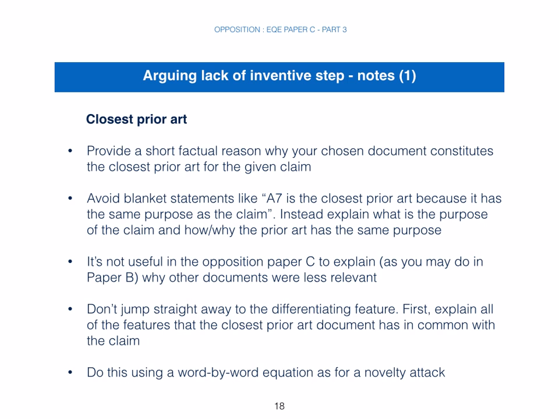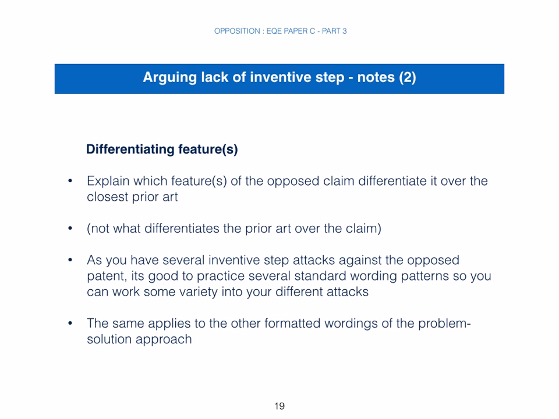Next, the differentiating features. You have to explain which feature of the claim, of the opposed claim, differentiates it over the closest prior art. It's usually easy to pinpoint the differentiating feature, and that's not too difficult, but you shouldn't explain what differentiates the prior art over the claim. What differentiates the claim over the prior art, not the prior art over the claim.